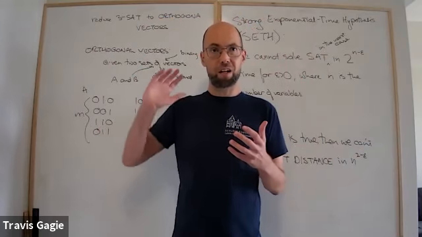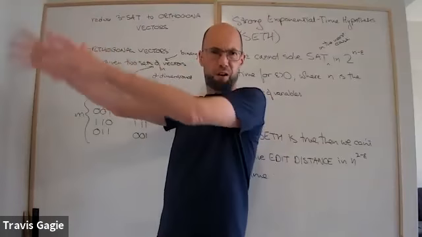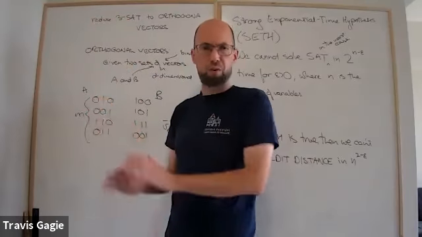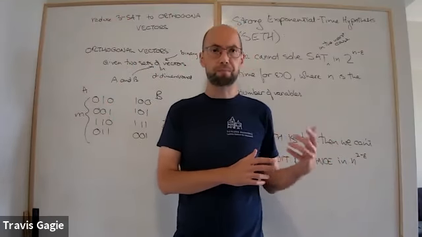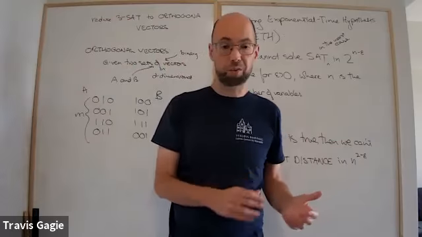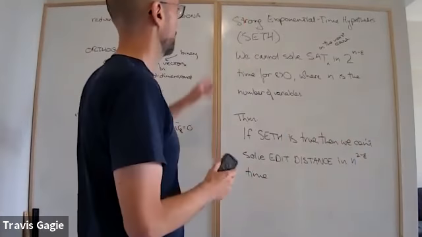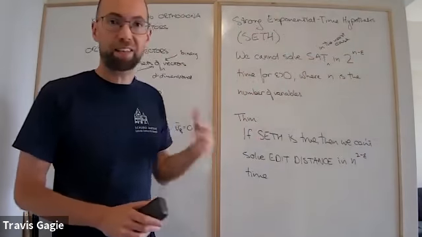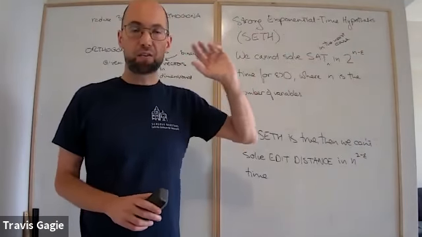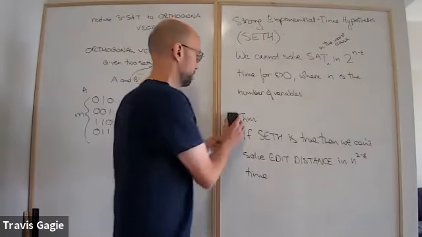It ties together SAT, which is something far away and really hard that you don't want to work on, and orthogonal vectors, which is something easy that you can do in polynomial time. Remember, we cannot solve SAT. We're saying that for SAT you can't do it in 2 to the n minus epsilon.